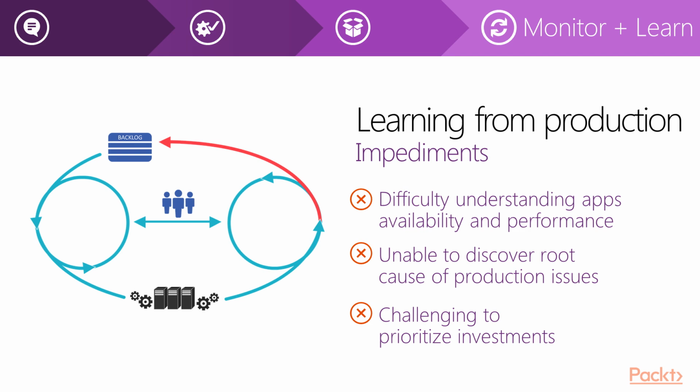So how do we learn from production? Some of the challenges which you probably have already been faced with is understanding availability and performance of applications. This is part of more performance engineering. However, learning from what's happening in the real world and using performance application lifecycle, PAL, to shift that right is important. It also allows you to discover root cause analysis.